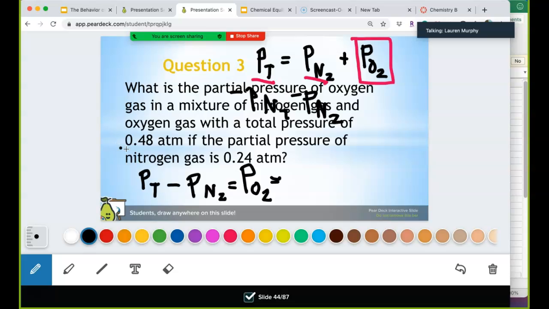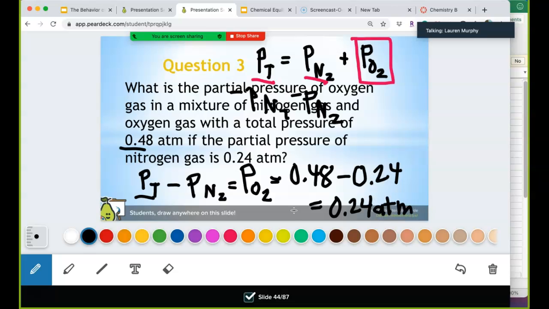So what is total pressure? 0.48 minus, so total pressure minus nitrogen is 0.24. Well, this is easy math. It's 0.24, right, in this container? So the pressure of the oxygen is the same as the pressure of the nitrogen. They're both 0.24 atmospheres. So basically 50% of the pressure is coming from nitrogen and 50% of the pressure is coming from oxygen.